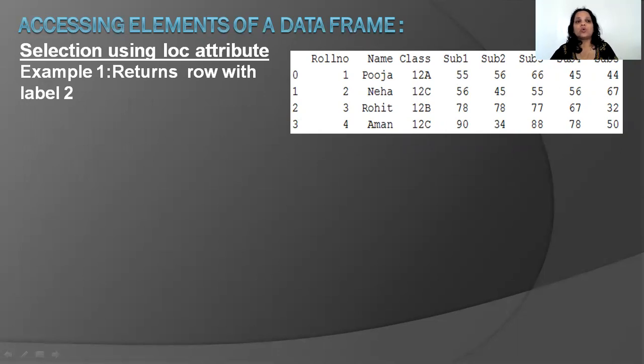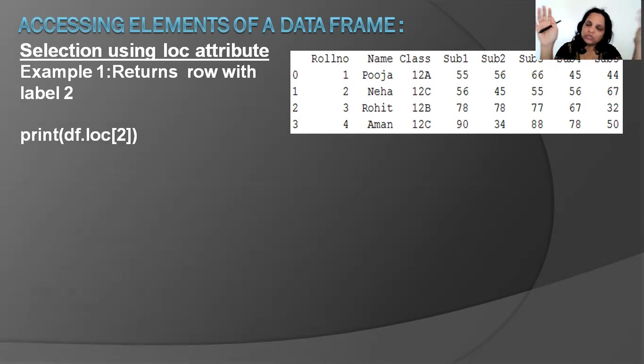I want to return the row with label 2. That means I want Rohit's data to be accessed. How do I do that? I write df.loc because that's the attribute. And for loc, I'm giving the number 2. Now, 2 is not actually talking about the number 2 in terms of the numbering. It's basically the label 2. Suppose you had Rohit's data as the first record and the label was called 2, it would still show you Rohit's data. Okay, but since we do not have an index label here, it's referring to the numbered label.